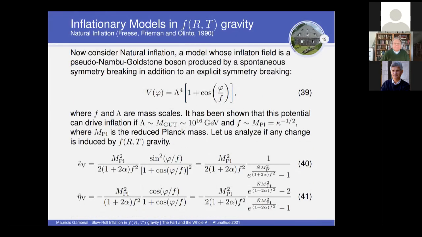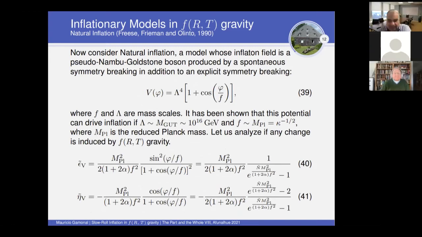What happened with natural inflation? Natural inflation is a model whose inflaton field is a pseudo-Nambu-Goldstone boson produced by a spontaneous symmetry breaking added with an explicit symmetry breaking. It's a very interesting model developed in the 90s. It is described by the potential given in equation 39, where F and lambda are mass scales. These scales can drive inflation for some particular values. I did the same procedure to compute the slow roll parameters, in equations 40 and 41.